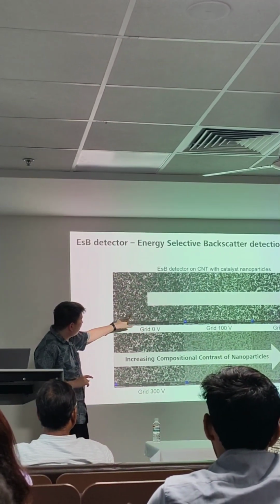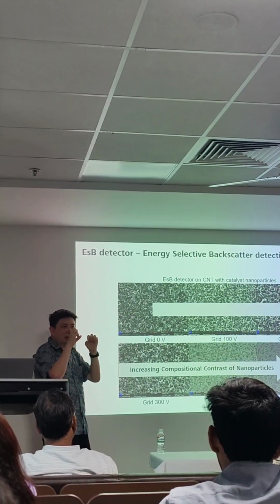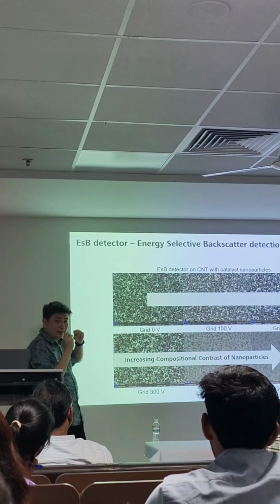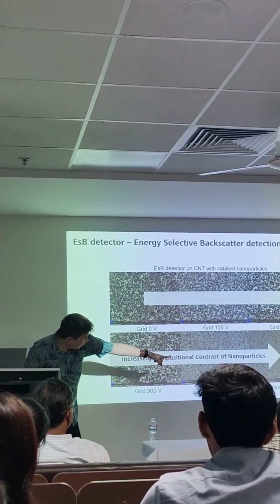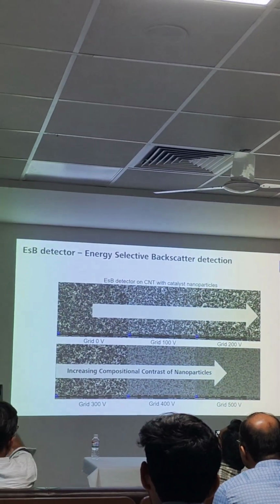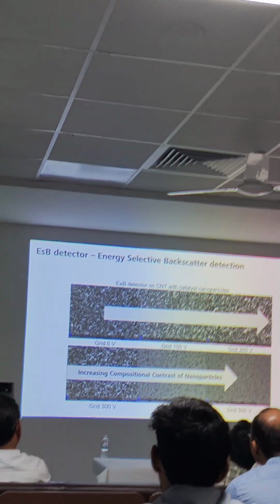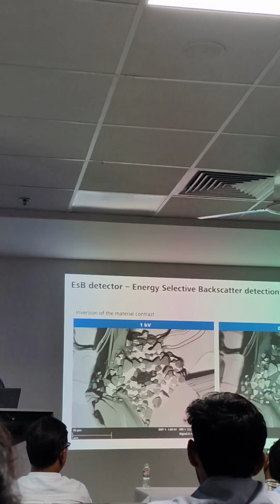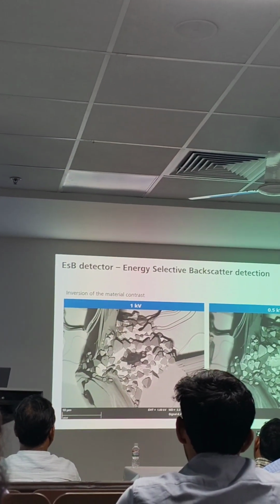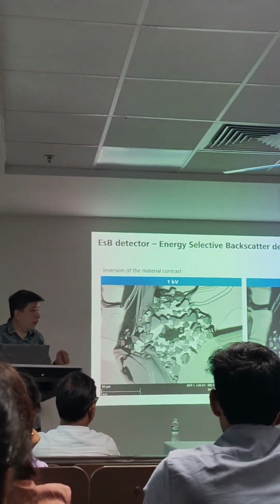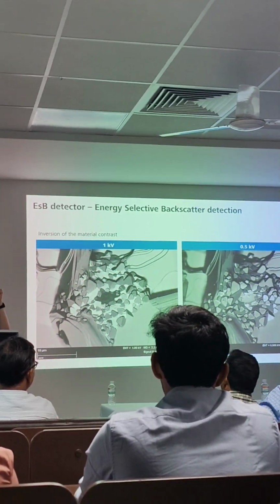Correct me if I'm wrong, but you can see here, you can still sense that something is higher, something is lower. Yes, you can sense the topography, but when you go to 500, you cannot see it. It's flat. It's the same sample with different filtering. You want to just filter the secondary electrons, right?